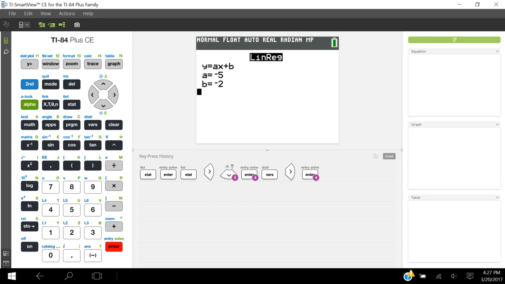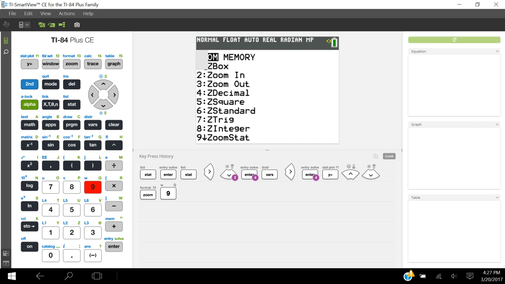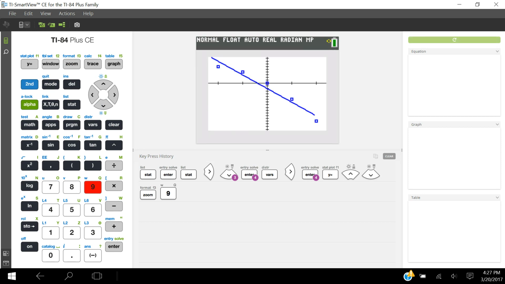Okay, so let's go to y equals. And my plot 1 is turned on up here. So see where it's blinking up there at the top left? If that's dark, my plot is turned on. So if I go zoom 9, there's my points, the blue squares, and then my line that I made is right there in blue, and it looks like, meh, not a great fit, but not bad.